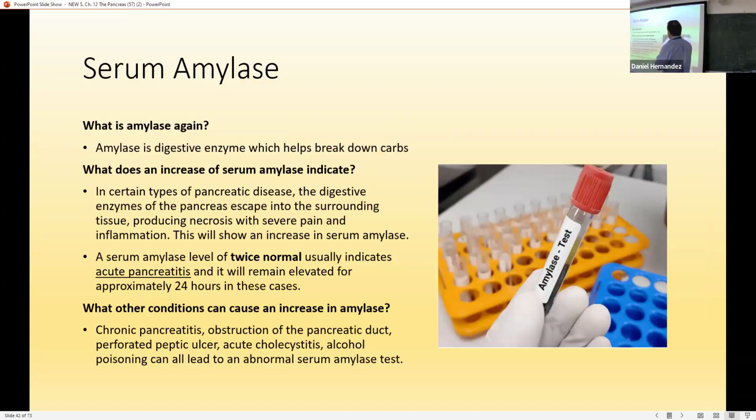So amylase is the digestive enzyme which helps to break down the carbohydrates that we consume. So what does an elevated serum amylase potentially indicate? In certain types of pancreatic disease, the digestive enzymes escape into the surrounding tissue, which can produce necrosis with severe pain and inflammation. This will show an increase in serum amylase.